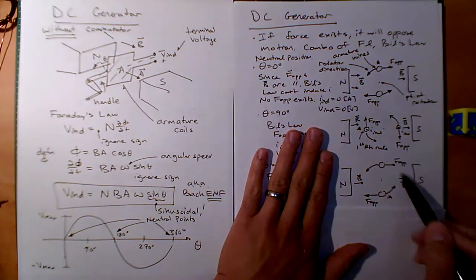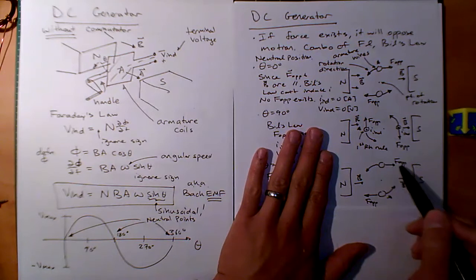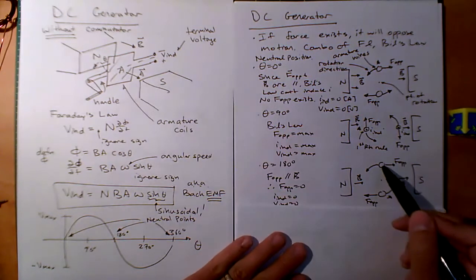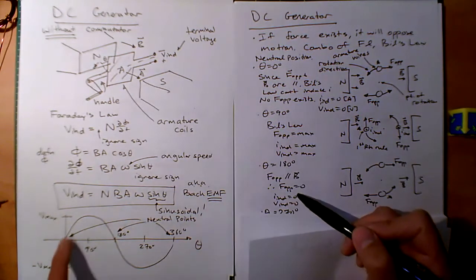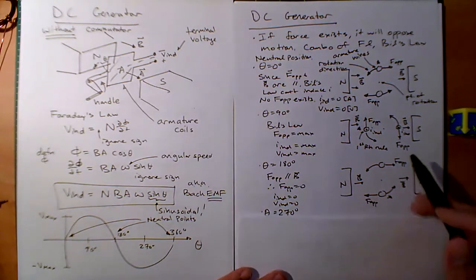Force opposed goes to 0 again because the B and the F are aligned. Therefore, Bill's law can't induce any current that's going to help oppose that situation. So everything goes back to 0. So we're down here at this other neutral point. Okay. And then we're going to go to 270.